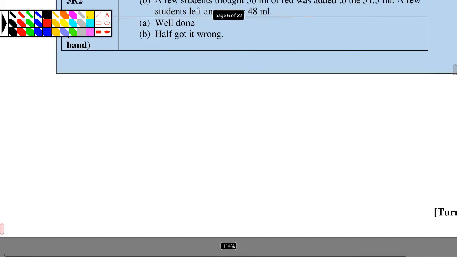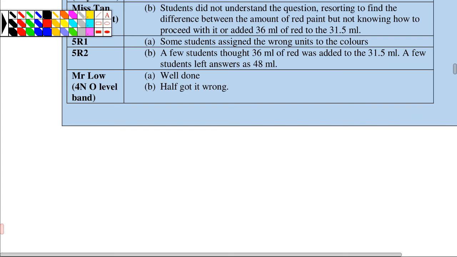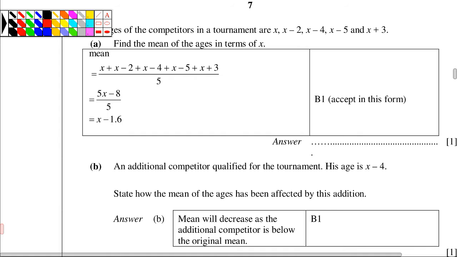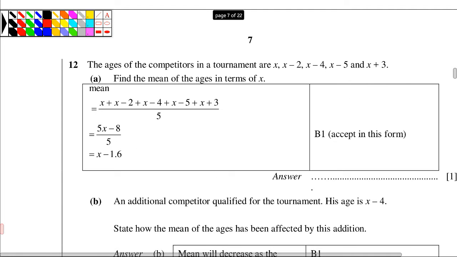See? You are half of it. 42, 1 mark. Then minus, 1 mark. Now, question 12. Find the mean. So you add everything, divide by 5. It's just 1 mark.